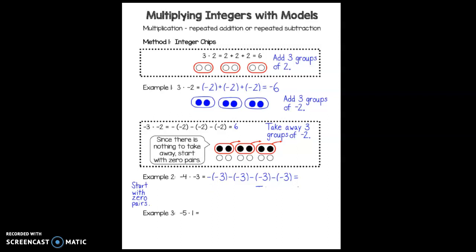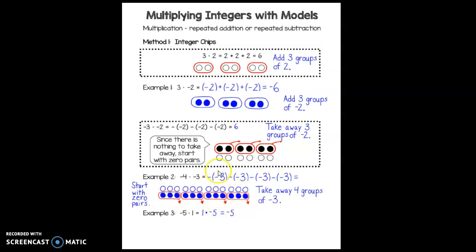So I'm going to start with the 0 pairs, and I want to be able to take away those negative 3. If you look at my model, I'm here with 4 groups of 0 pairs showing my negative 3 and my positive 3. And I'm going to take away 4 groups of negative 3.